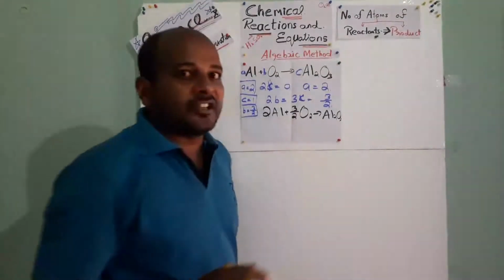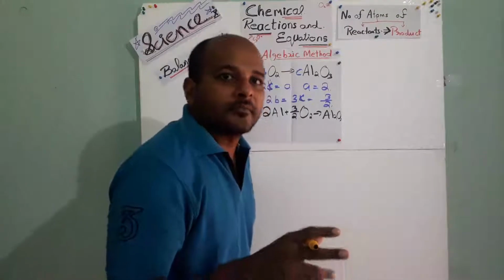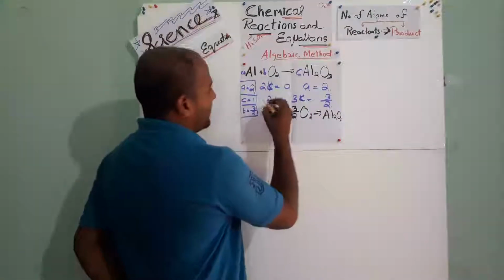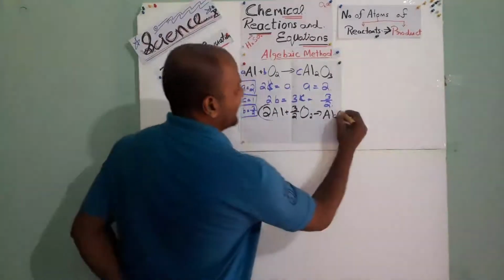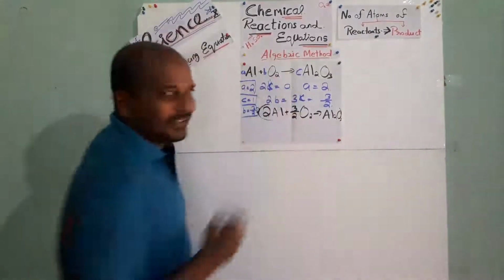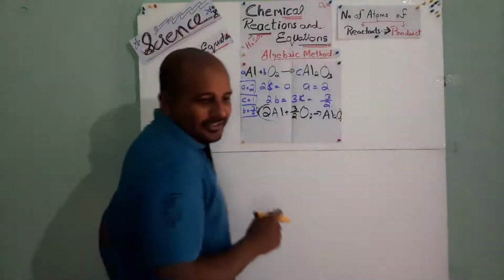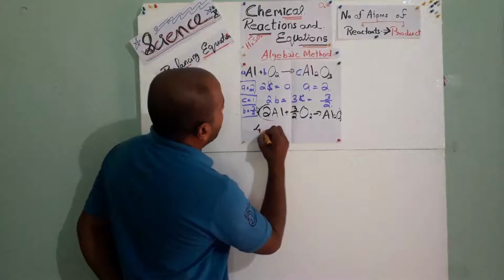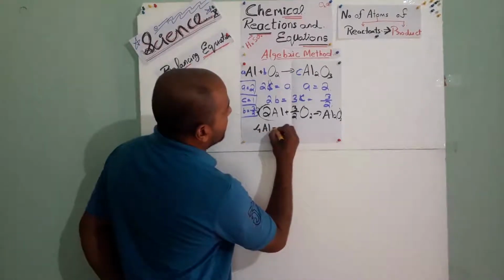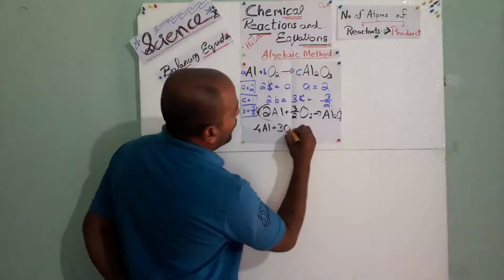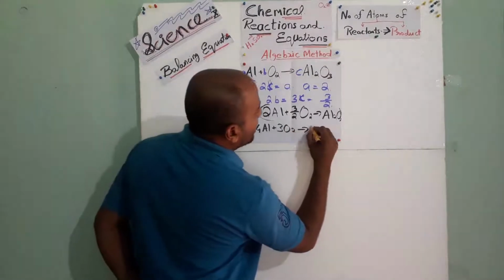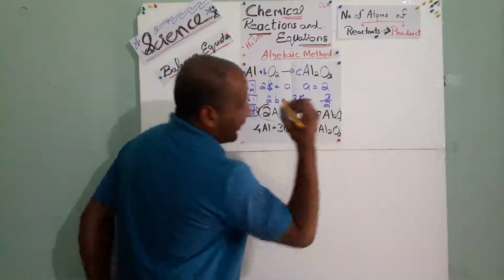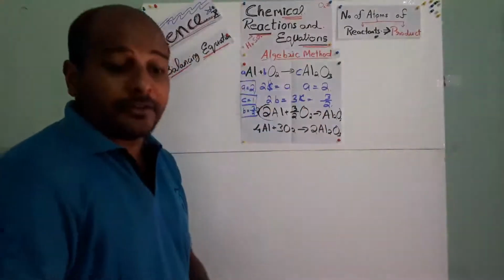I told you in the last class that we need whole numbers in equations. So what to do? Multiply the entire equation with 2. So at the end we will get 4Al plus 3 O2 will give us 2Al2O3. Let's see if it is balanced or not.